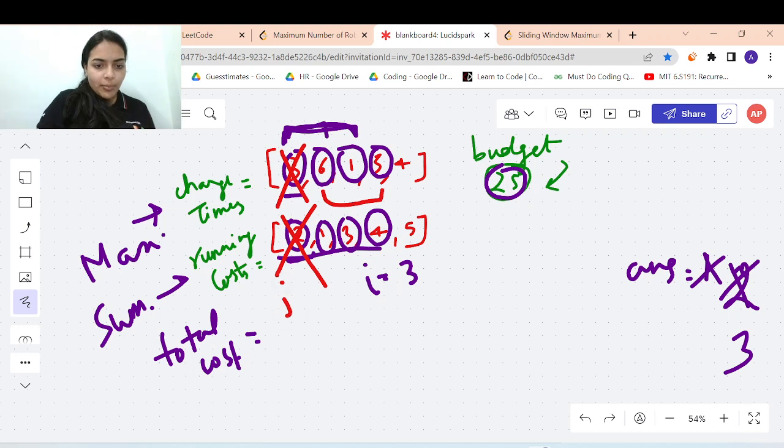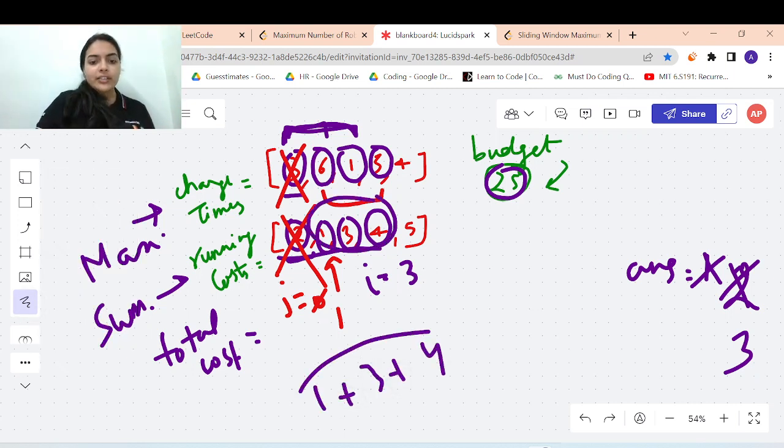So we can have a j pointer. So initially j was equal to 0. Now j can be changed and j can be equal to 1. That means you are going to consider these 3 elements only. You are going to remove the first element and try to get a better answer. So what is the sum of the cost now? 1 plus 3 plus 4. That is equal to 8.